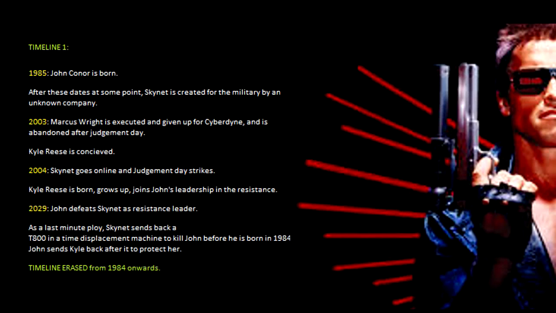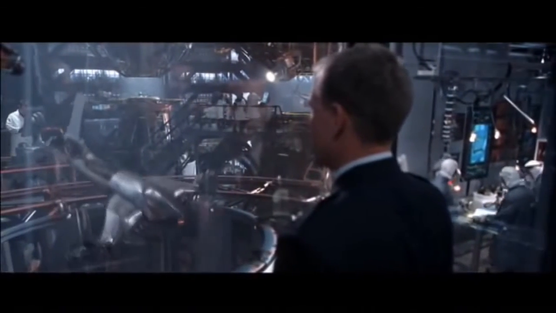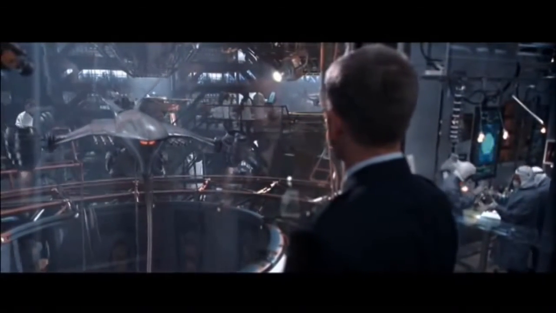Timeline 1. So in Timeline 1, John Connor was born in 1985. Somehow in this timeline he may have a military background. John's father in this timeline dies long before Judgment Day takes place. The Skynet program is made for the military. It then goes online in 2004 and Judgment Day occurs.